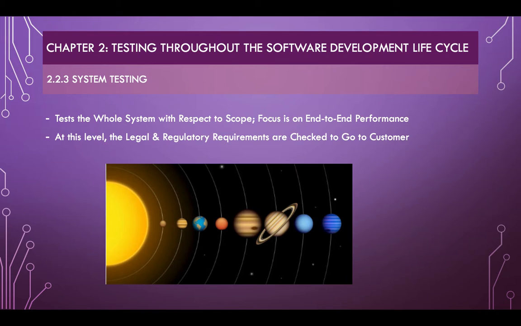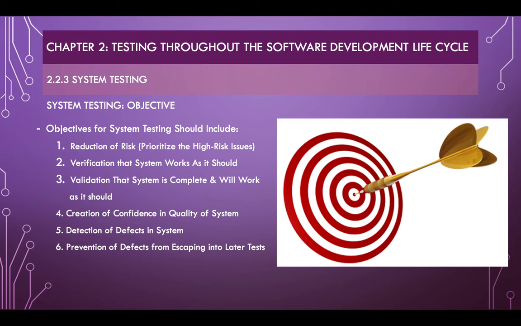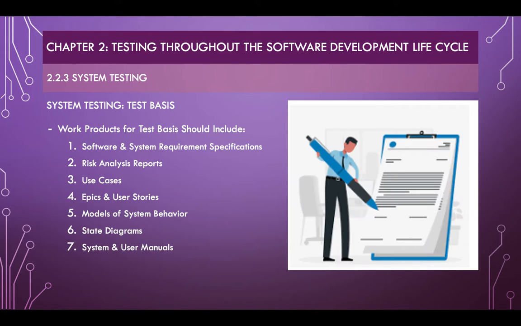2.2.3 System testing tests the whole system with respect to scope. The focus is on end-to-end performance. At this level, the legal and regulatory requirements are checked before going to the customer. The objectives for system testing should include a reduction of risk, verification that the system works as it should, validation that the system is complete and will work as it should, creation of confidence in quality of the system, detection of defects in the system, and prevention of defects from escaping into later tests.